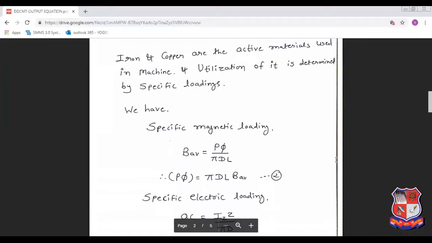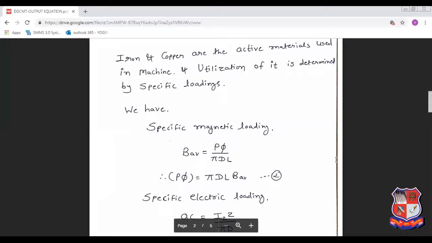Specific magnetic loading is the average flux density over the air gap of a machine. It is described by B_av, B for flux density and av for average. So, B_av is equal to the total flux around the air gap divided by the area of the flux path at the air gap, which is equal to phi by pi D L.